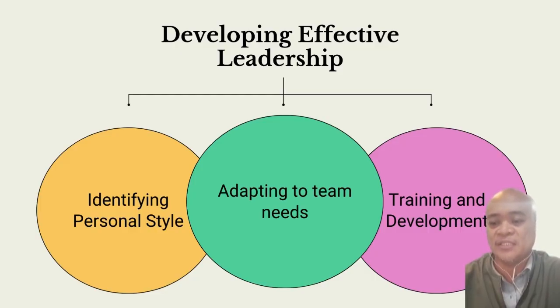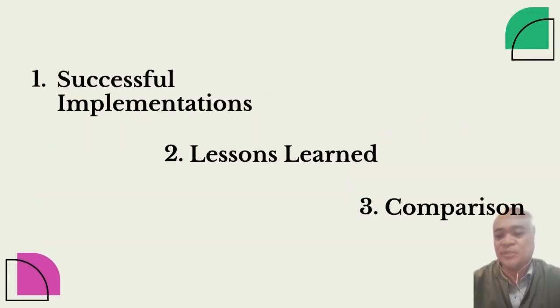Adaptability to team needs is crucial for leaders, enabling them to respond effectively to the diverse dynamics that characterize teams. However, organizations must invest in ongoing training and development initiatives to ensure that leaders are equipped with the skills and knowledge necessary to thrive in a constantly evolving landscape. Many organizations have demonstrated successful implementations of the Blake-Newton managerial grid, leading to enhanced leadership effectiveness and sustainable performance improvement. Lessons learned from these implementations provide invaluable insights into the ongoing evolution of leadership practices.